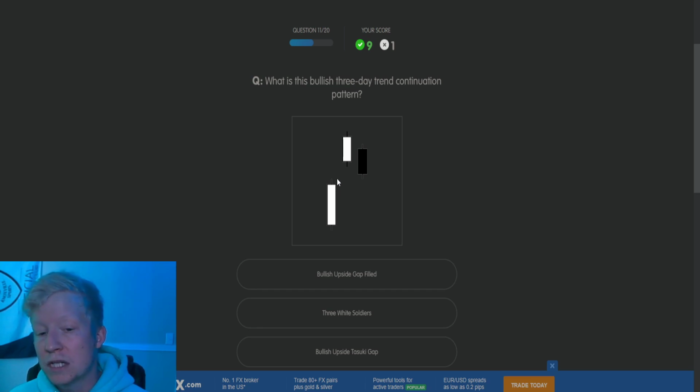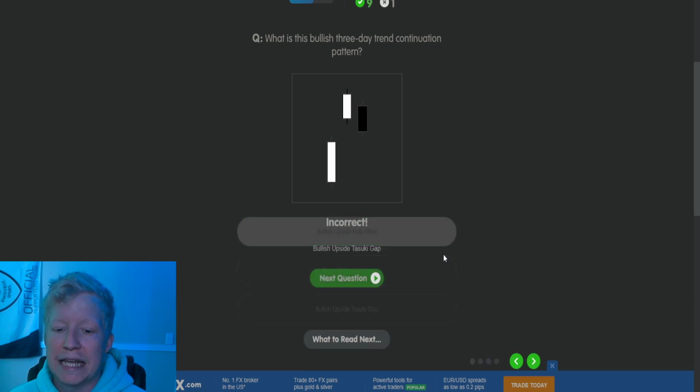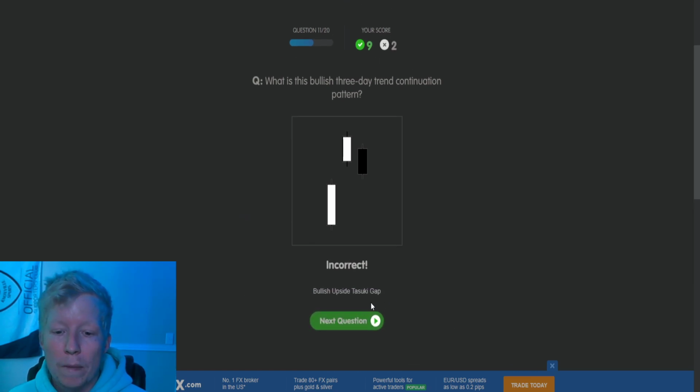So if some kind of news comes out or something, drives the price up, and it opens way higher than it closed the day before, that's a gap. And now you have closed that gap, meaning obviously the next bar came down and filled in where the price difference was. That is a bullish upside gap filled to me. Oh, bullish upside Tsuki gap. Okay, excuse me. It's still a bullish gap close.